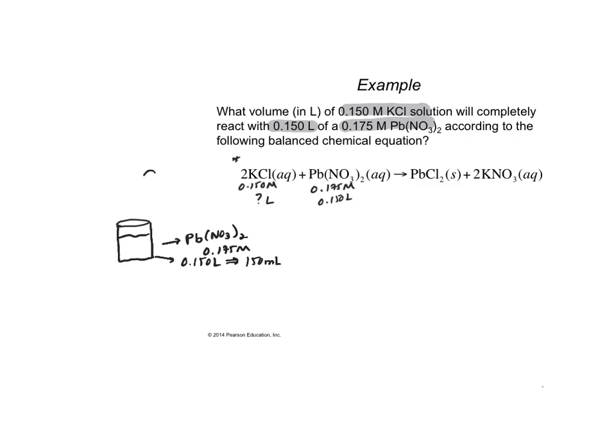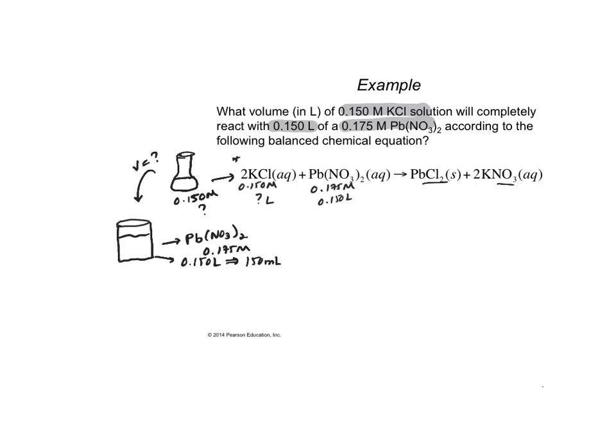So the question we're asking here is, if we have another solution, let's say this is our KCl, and we know the concentration of it, what volume do I need to add? What volume do I need to add of it to completely react with my lead nitrate solution, so that there is no more lead nitrate in the solution, there's no more KCl? At this point in time, there would only be product.